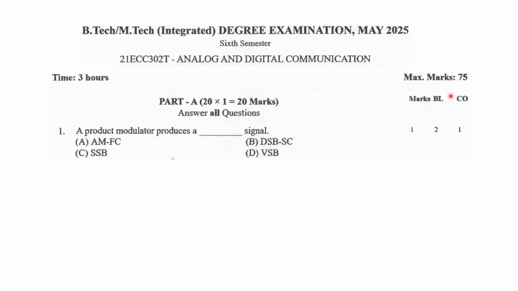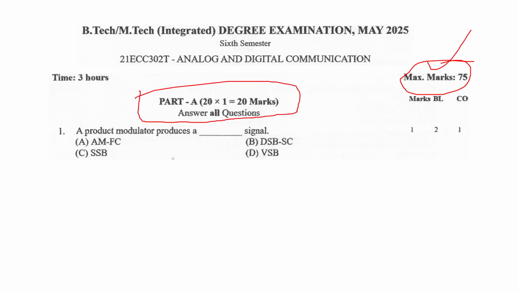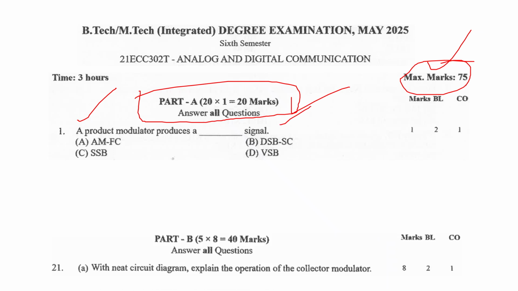So the total marks is 75. First of all, this is a very general pattern, right? Out of 75 marks, it will be divided into three parts. Part A is MCQ based, a total of 20 MCQs. One example of an MCQ we can see here: a product modulator produces a dash type of signal, right?